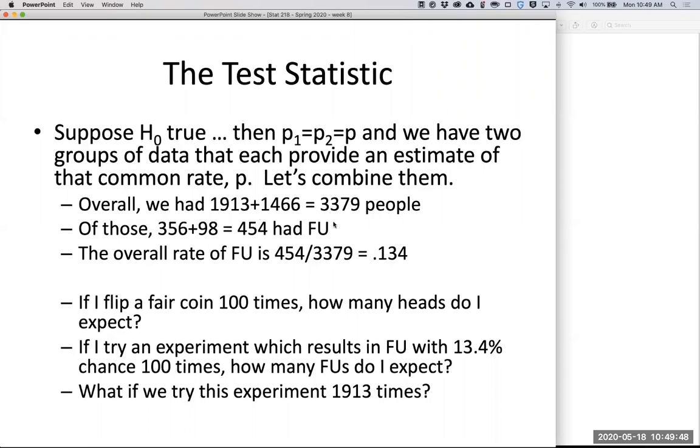Okay, so we've got 1,913 and then 1,466, or 3,379 people. Overall, 356 plus 98, 454 cases of fecal urgency. So the overall rate of fecal urgency is 454 of the 3,379, or 13.4%. Okay, so let's get back down to it. If we take 13.4% of 1,913, that would be the expected number of cases of fecal urgency you should be having.